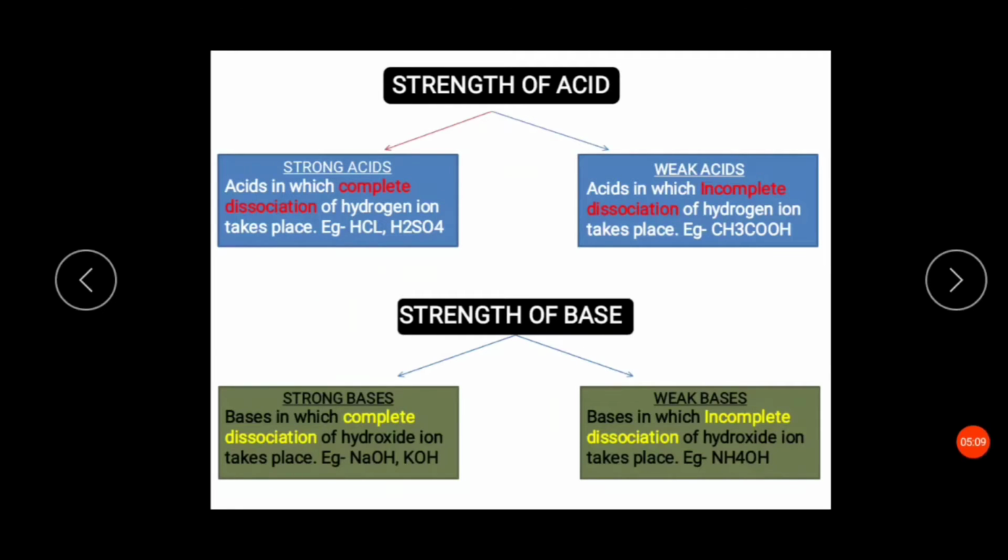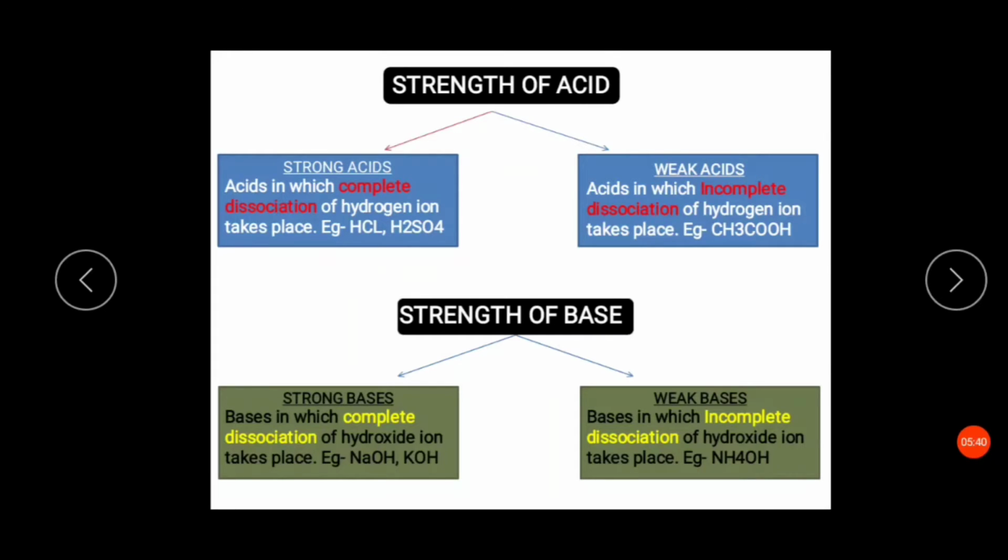Weak acids are those in which incomplete dissociation of hydrogen ion takes place. Incomplete means, like here is an example of acetic acid. If we add acetic acid in water, all the molecules of acetic acid will not get dissociated. They all will not form H plus ion. Okay, so few molecules will dissociate and form H plus ion, and few molecules will not dissociate. So therefore it is categorized as weak acids.